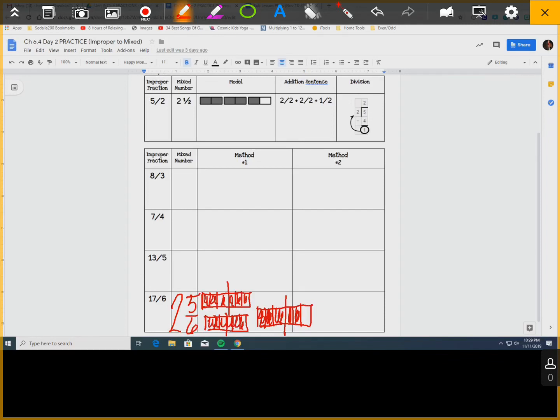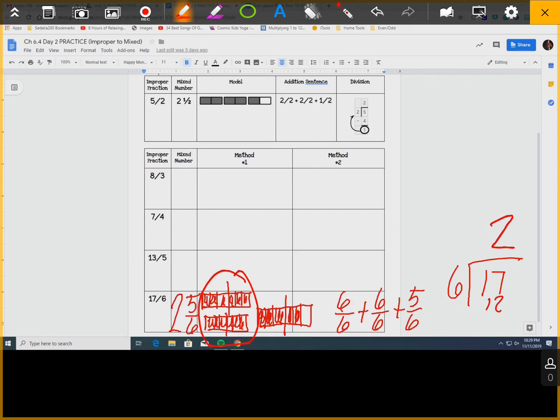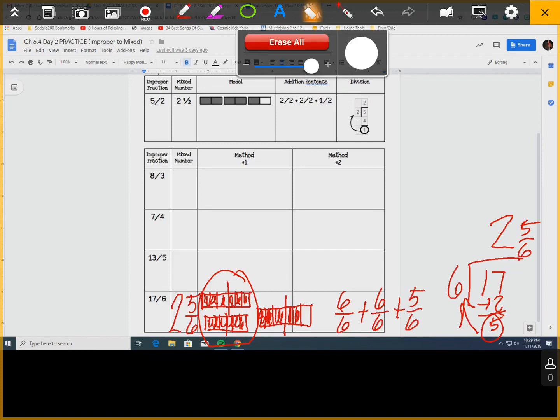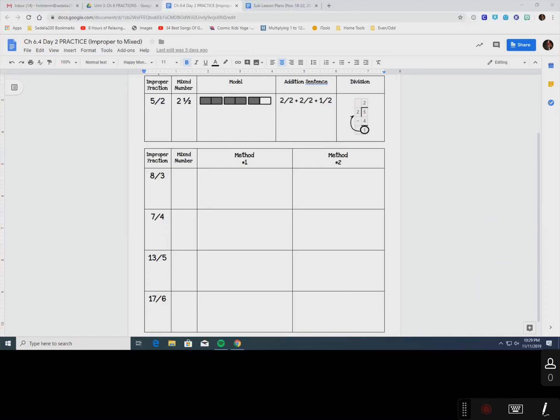I can show this in an addition sentence using my whole fraction, 6/6, 12/6, and it would be 5/6 more. This can also be shown in division. 17 pieces divided into groups of 6. You can see that that is 2 wholes and 5/6 remaining. Again, you can use any of these 3 strategies.